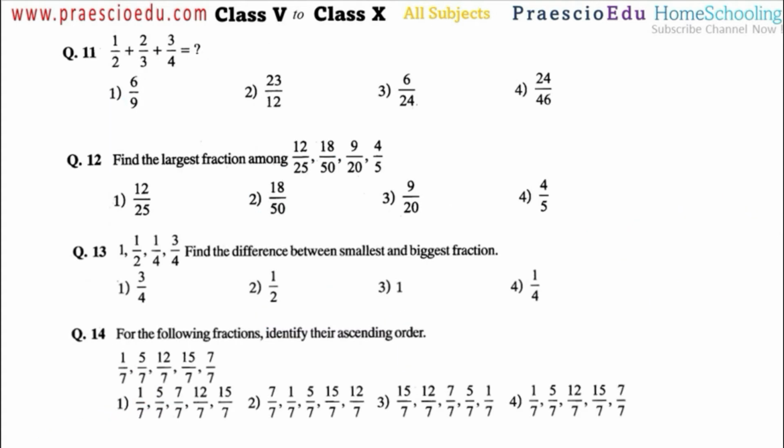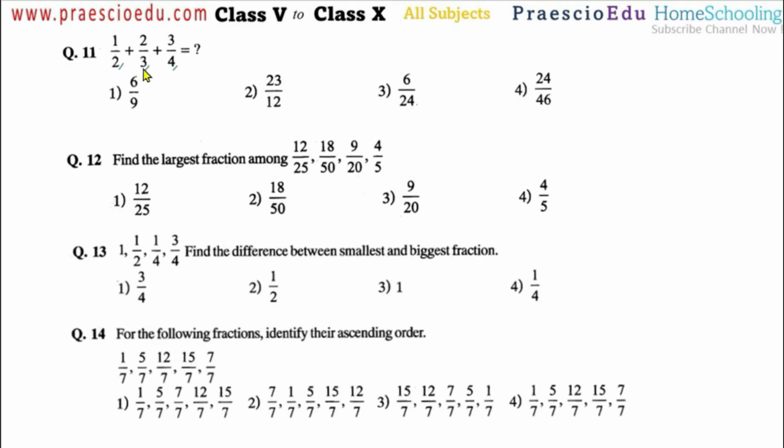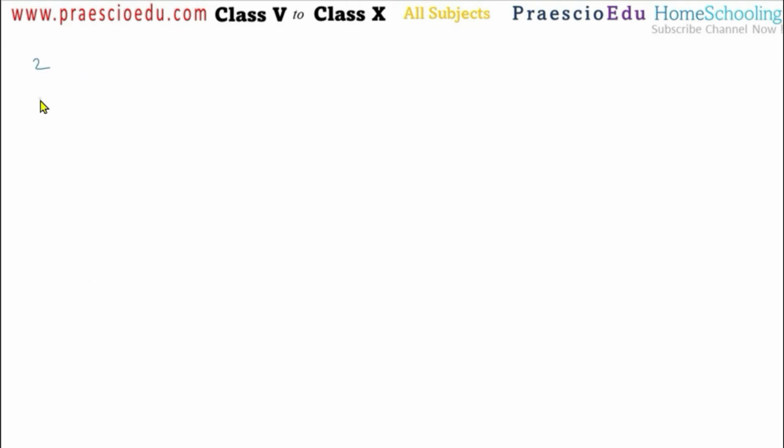Now question number 11: 1 by 2 plus 2 by 3 plus 3 by 4 is equal to how much? Here all the denominators are different. So first of all we have to find the LCM of 2, 3 and 4. So we take out the multiples of 2, multiples of 3, and multiples of 4.